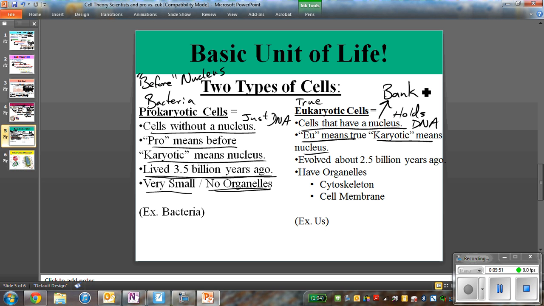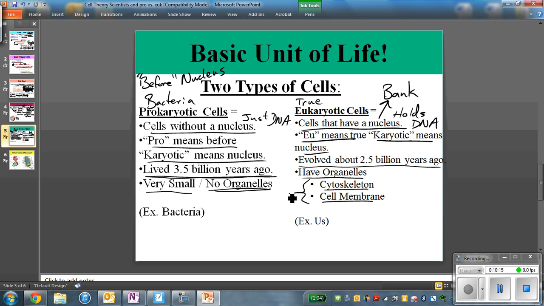Okay? So, these have evolved actually more recently than bacteria. They haven't been around as long, and they have evolved from bacteria over time, but they're a little more complicated. These organisms have organelles, and when I mention here cytoskeleton and cell membrane, they also exist over here too. The prokaryote has these. But you can add on to the list here for eukaryotes.